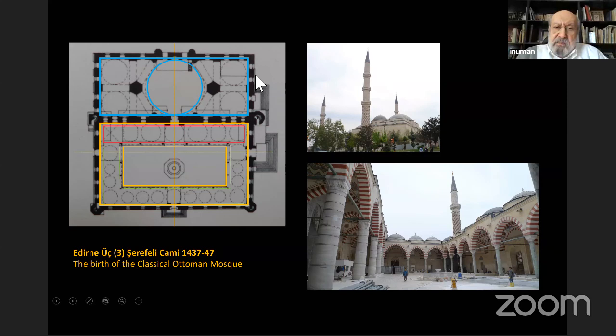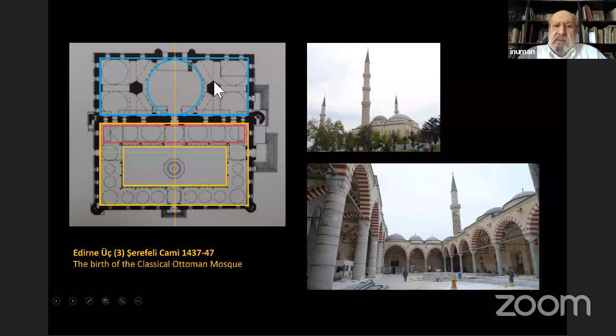The prayer area with the courtyard again has a distinct separation. In the prayer area, we see almost the same typology as the Talhatan Baba Mosque in Central Asia. I ask you to remember that plan type. So this is the same plan type.